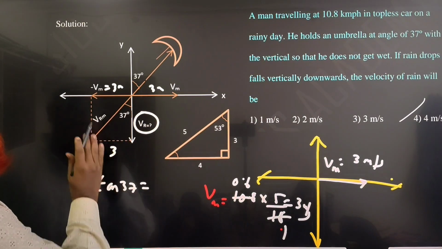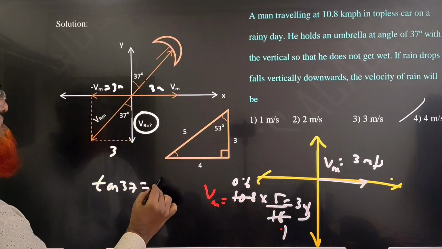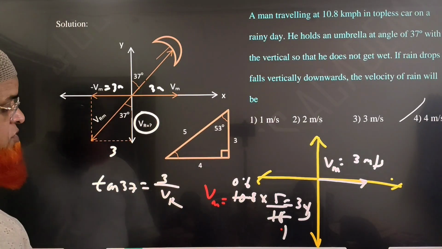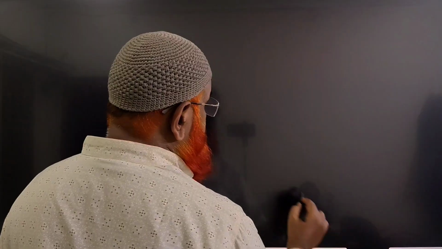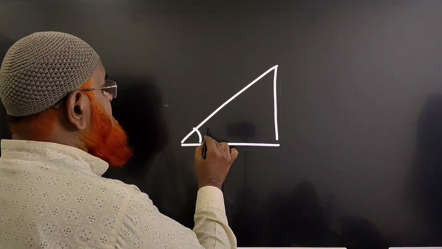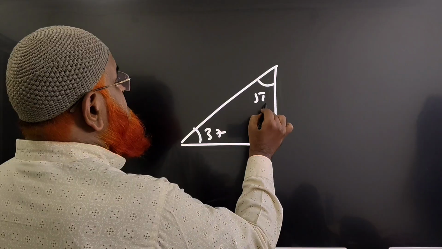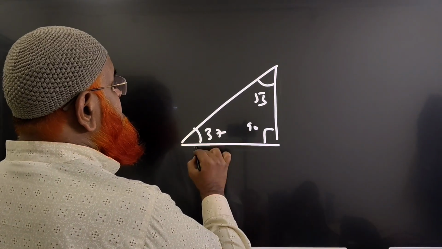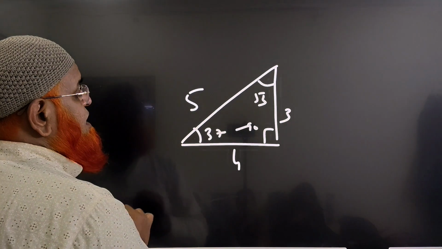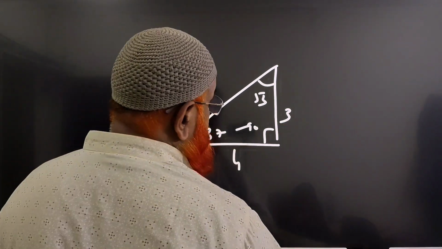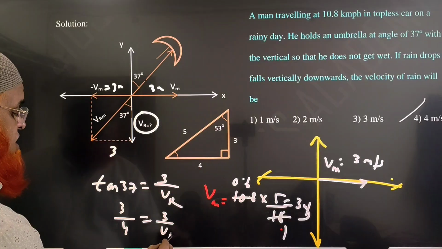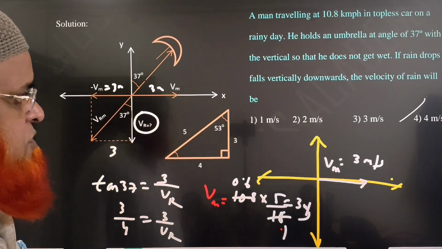Okay, tan 37 is nothing but how much? Opposite side by adjacent side. Instead of a tabular column, I told you one triangle you have to consider: 3, 4, 5. This is 37, this is 53, and this is 90. Smaller angle, smaller side; larger angle, larger side; opposite 90 degrees is 5. So tan 37 means 3 by 4. Tan 37 is 3 by VR, that means VR is nothing but 4.